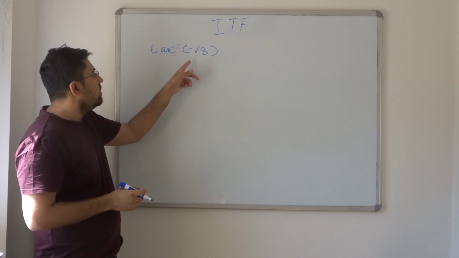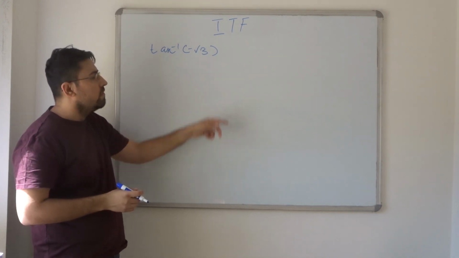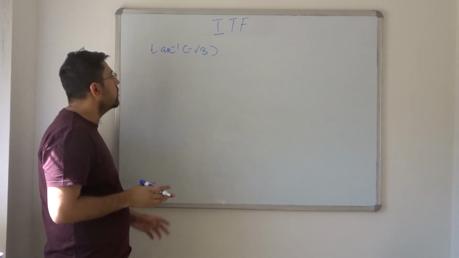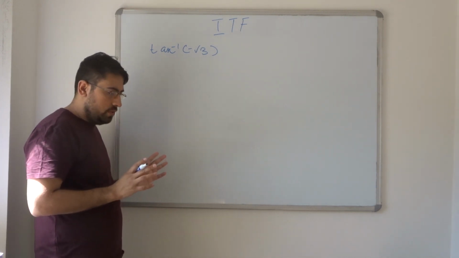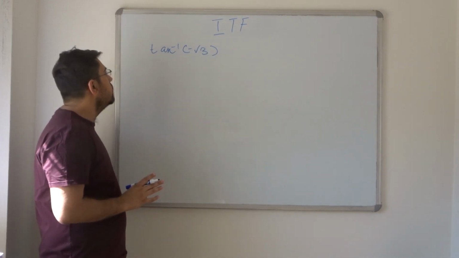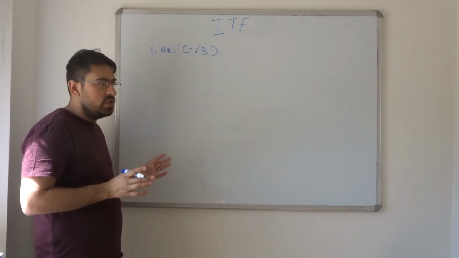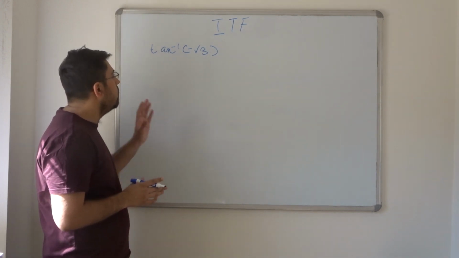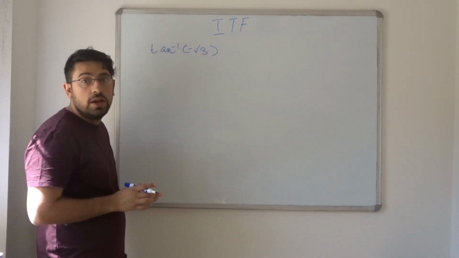It is tan inverse of negative root 3. What is the value of this? Now I just want you to relax, take your time and solve this. There's not much which is going to be asked from this very chapter now, so that is why I'm only doing questions which are not going to be asked.